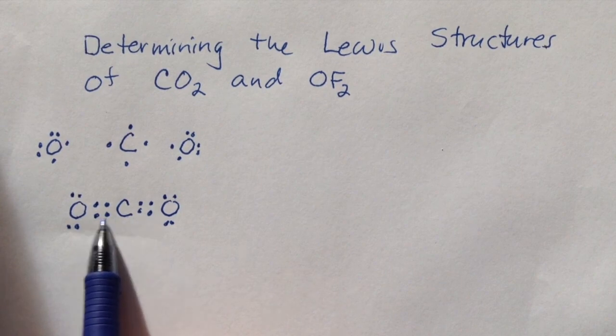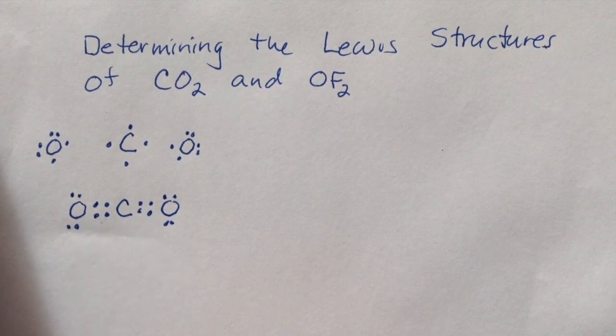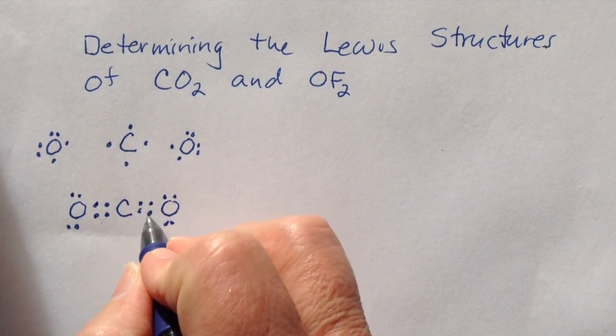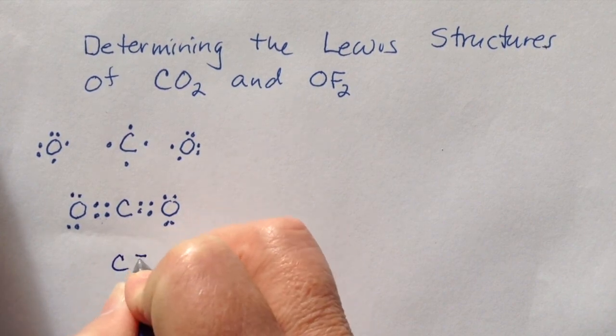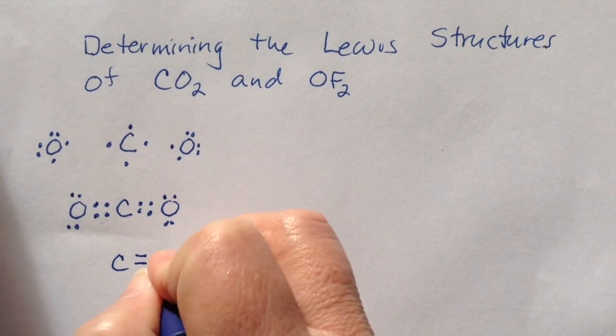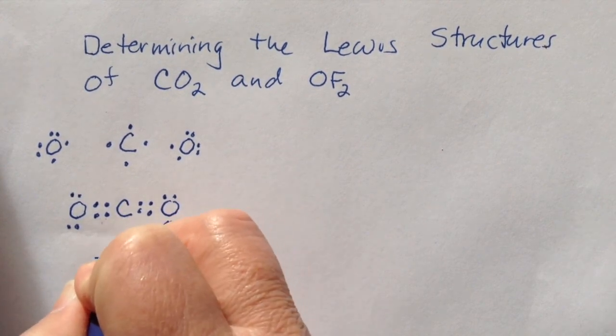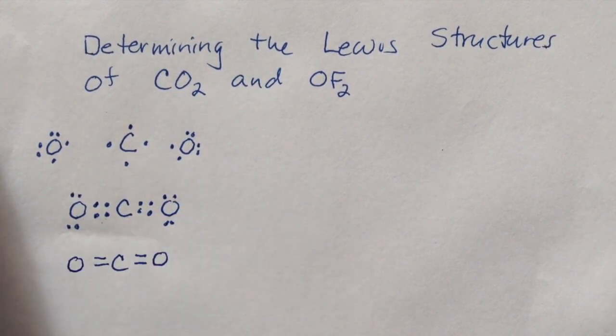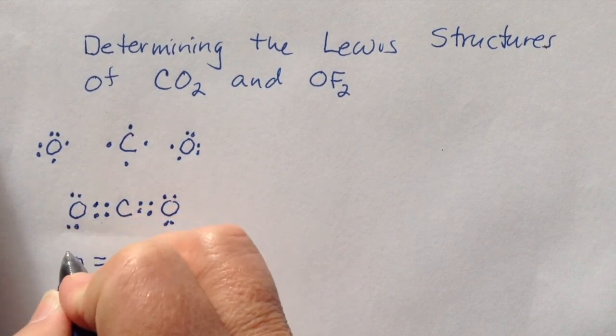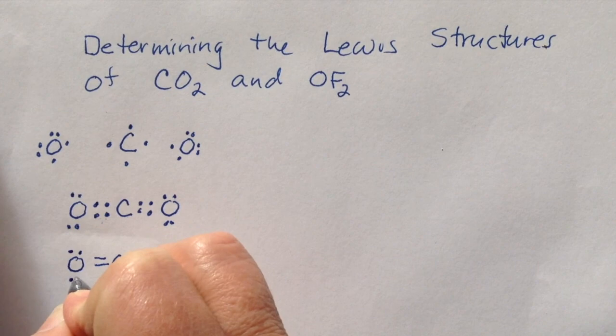Now, we don't show the bonds with dots like that because that ends up being too many dots. So we're going to show these 2 pairs of electrons that are being shared as lines. And it just makes it really more clear that it's a double bond. The lone pairs that are on the oxygen, though, we still write those as dots.